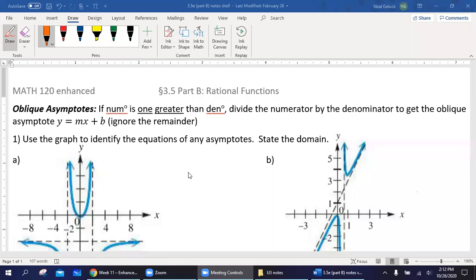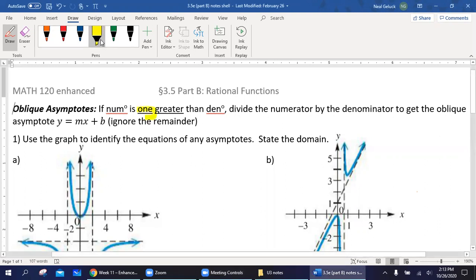For part B of section 3.5, we're going to look at the idea of the oblique asymptote. Oblique, also called slant asymptotes. These only happen if the numerator's degree is one bigger. So we talked about if the numerator's degree was smaller or equal, that was a horizontal. If it's one greater than the denominator's, then that's an oblique. And the way we actually figure out the oblique asymptote is we divide the numerator by the denominator. That'll give us a slanted line, a y equals mx plus b kind of line. And when we divide it, we will ignore any remainder.